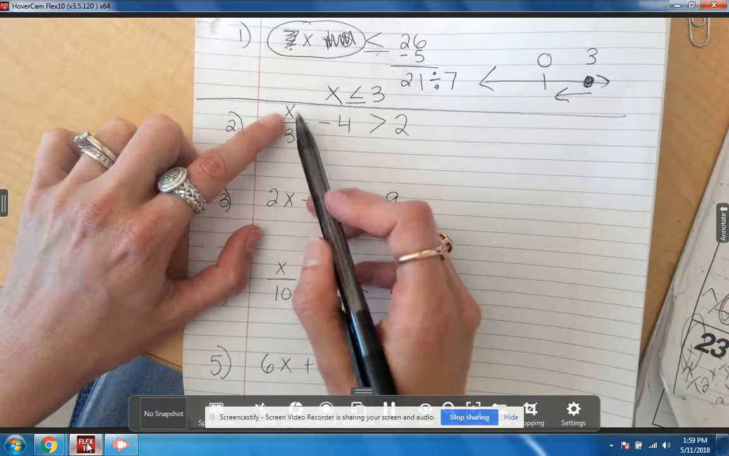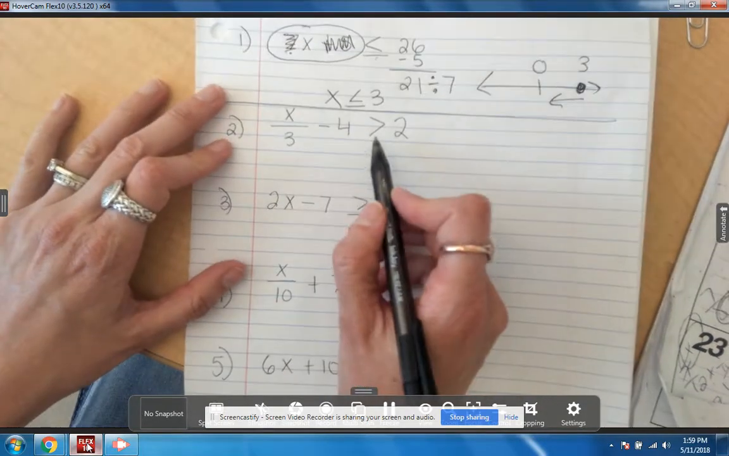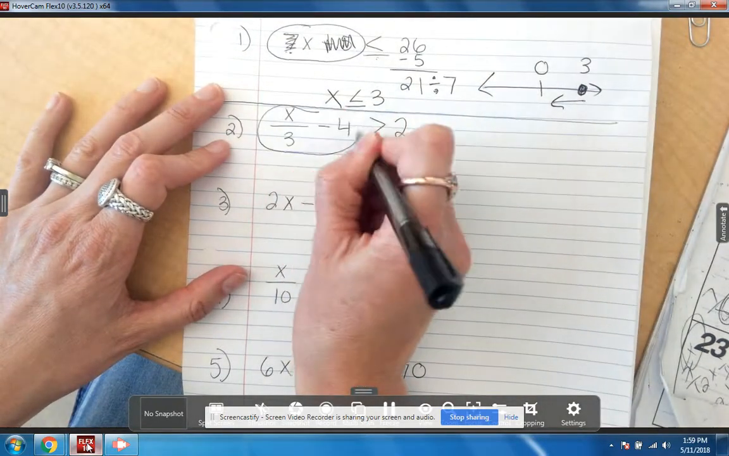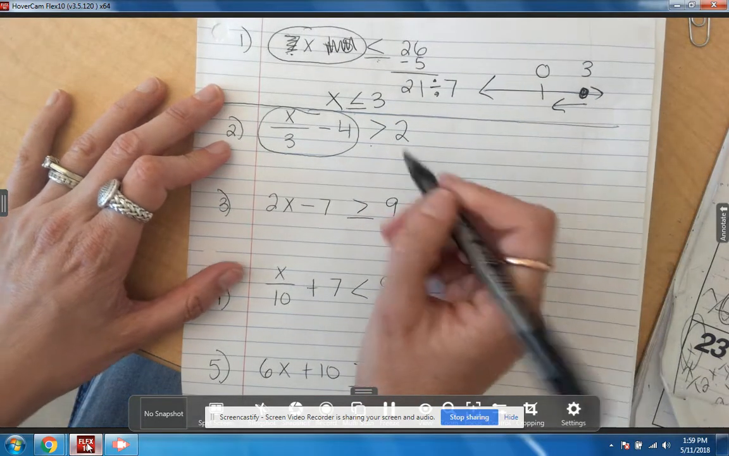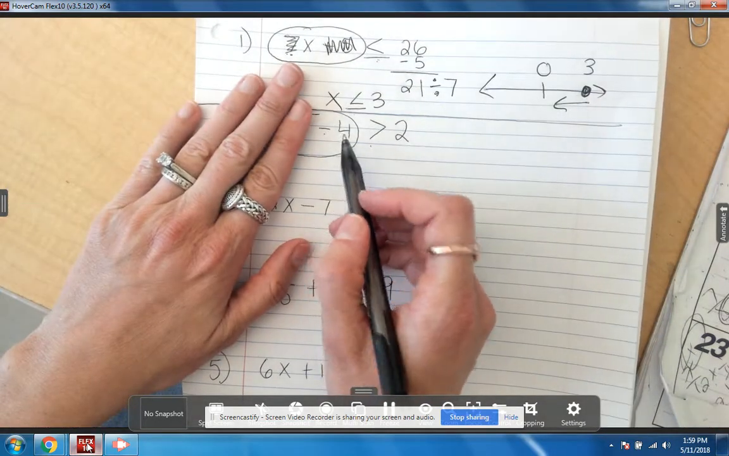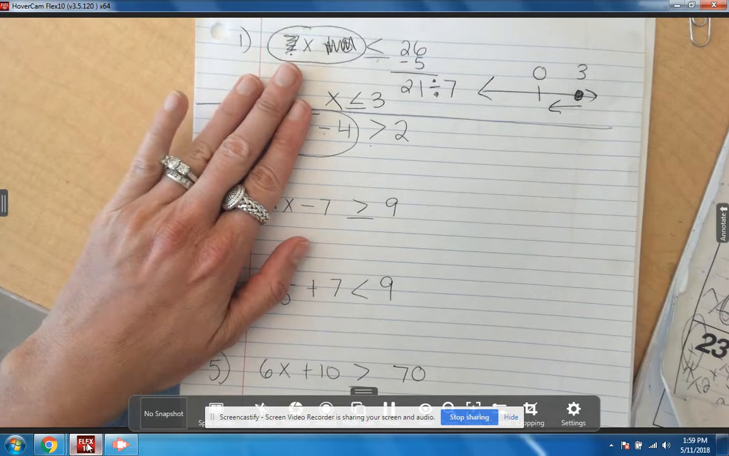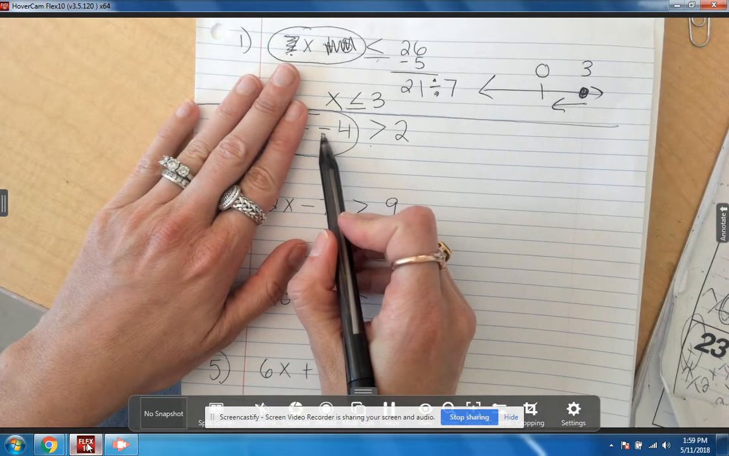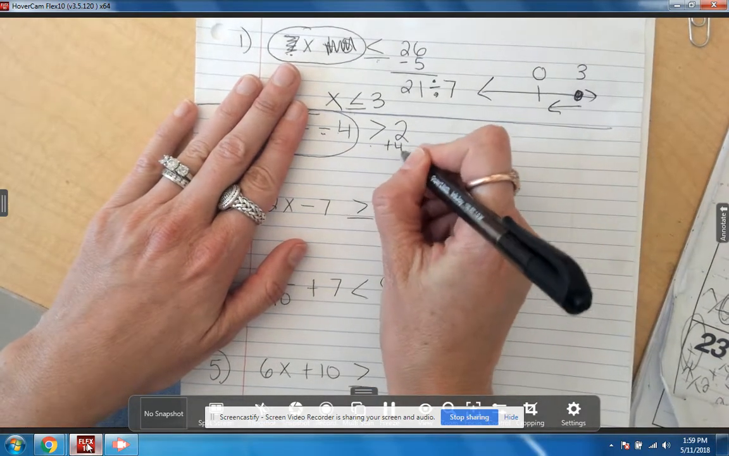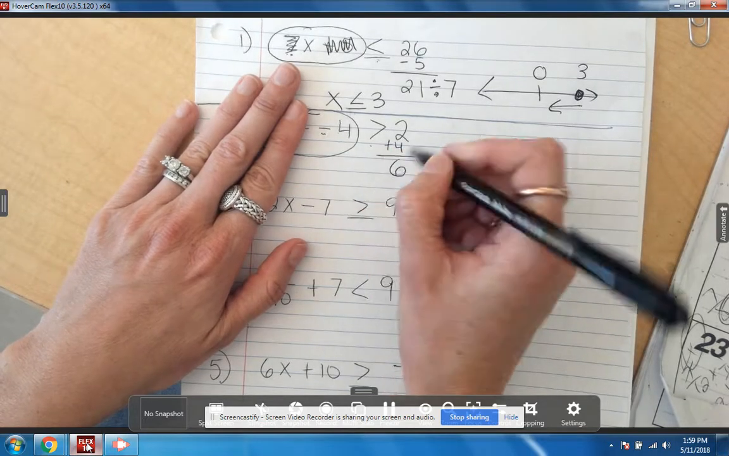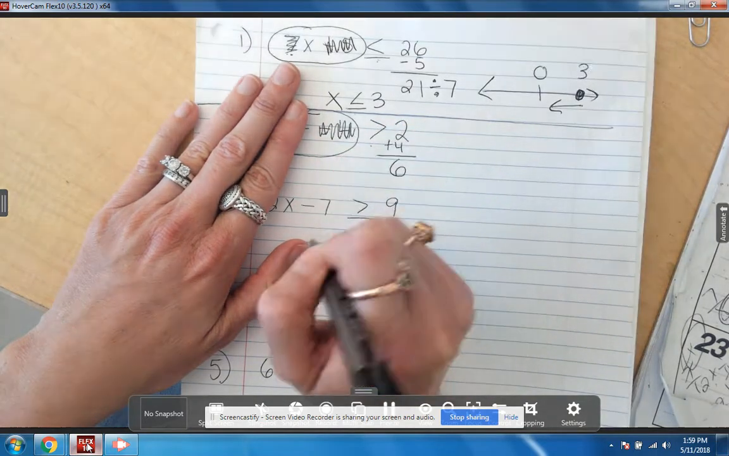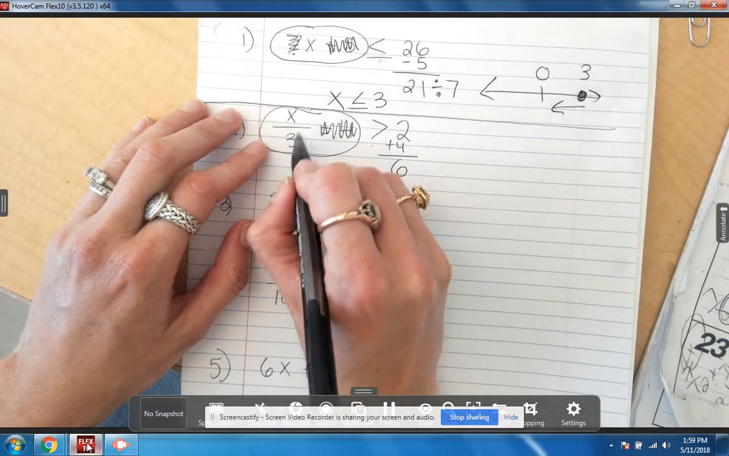Now, remember, a fraction bar means division. So my step one again, circle the side with the letter. This is the side with the letter. Okay, the opposite of subtracting 4, because you want to do the opposite of adding or subtracting first. So the opposite of subtracting 4 is adding 4, which gives me 6. Cross that step off so that you know you did it. I'm left with x divided by 3.